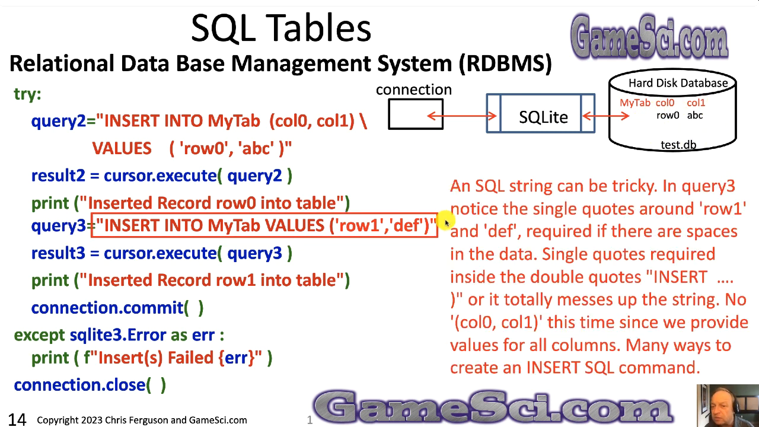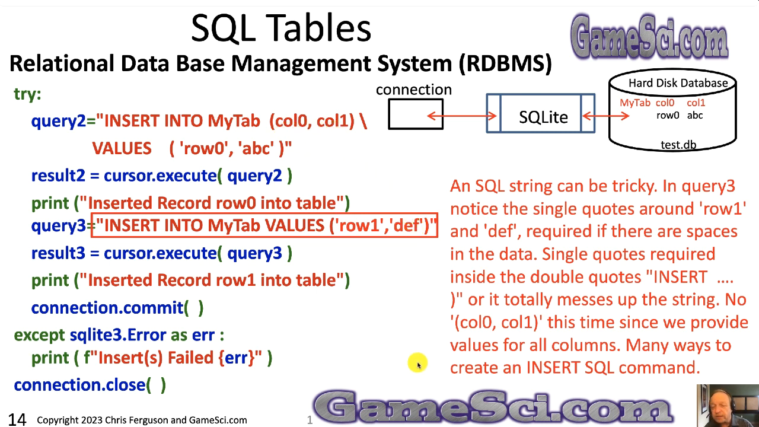An SQL string can be tricky. In query 3, notice the single quotes around row 1 and DEF. That is a requirement because I'm using double quotes on the outer string. And they are definitely required when there are spaces in the data that you're inserting into the database. Now notice I left off the column 0, column 1 like I did up there. It's optional. If you're providing values for all the columns, you don't have to list the columns.